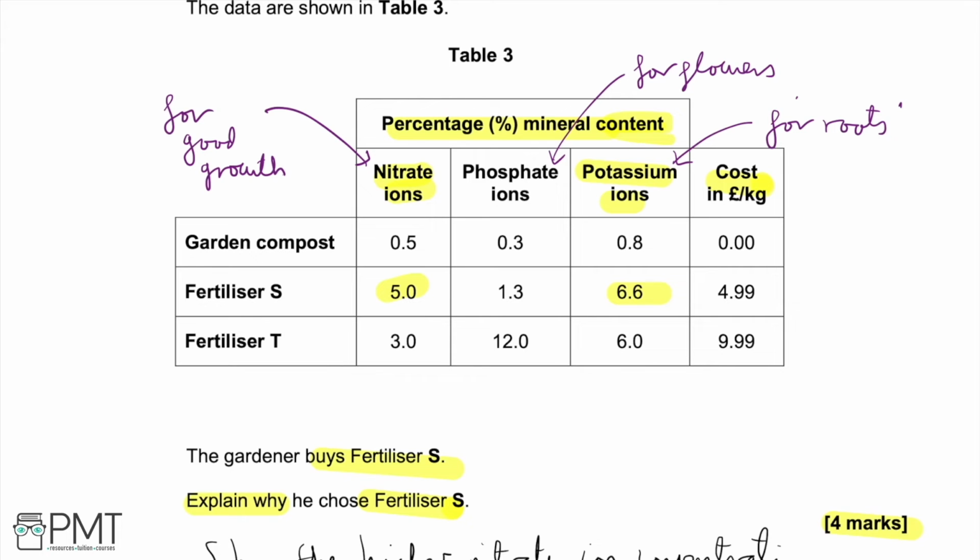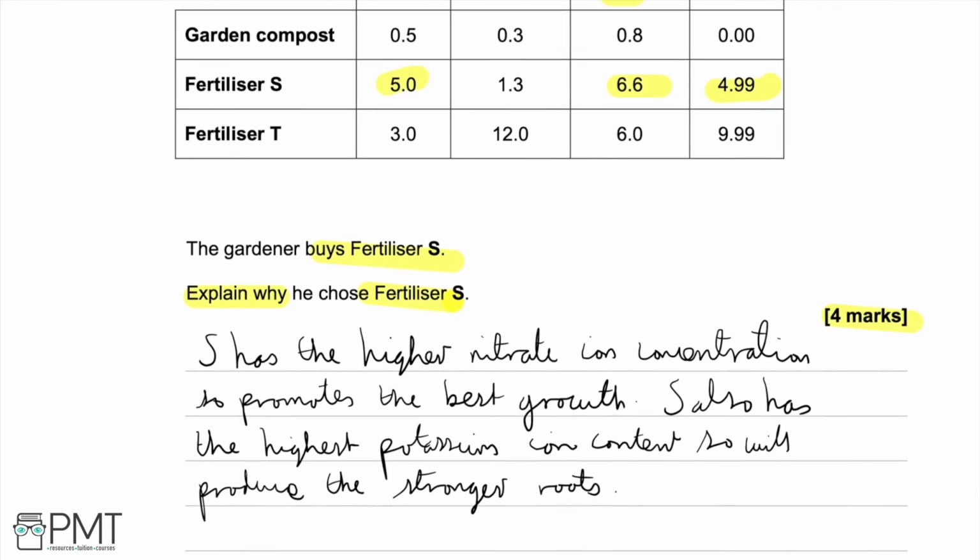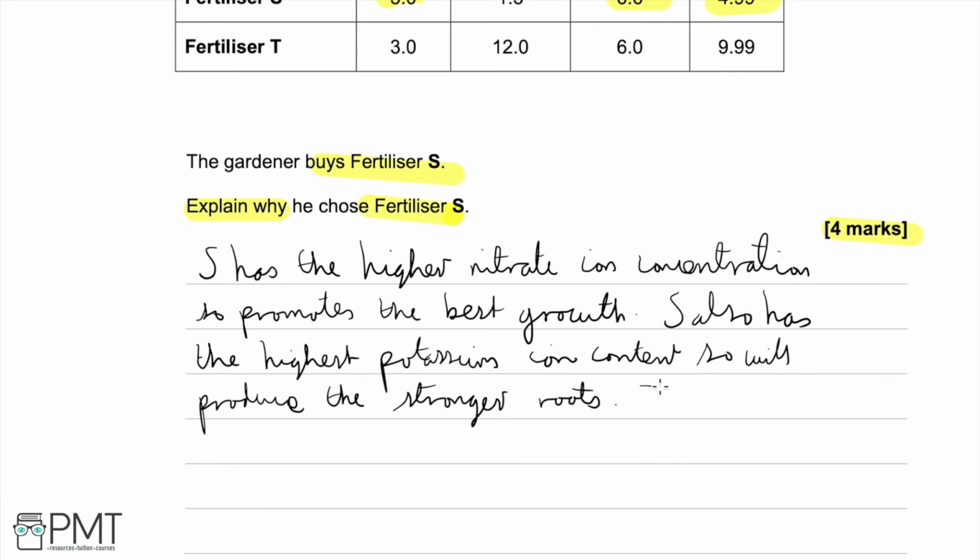Now let's have a look back at the table for the next point. Well, if we look at the cost, we can see that compared to the other fertilizer T, that can be bought from the shops, it is far less expensive, at approximately half the cost of fertilizer T. So this will be our next point, that S is cheaper than T.